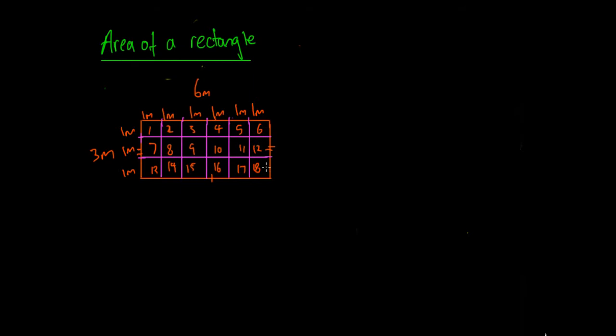So what we know is that there are 18 of these 1 meter squares. So there are 18 1 meter squares, because these are meter squares. We know that our rectangle has to have an area of 18 meters squared, because that's the area covered by these shapes. But there is an easy way to do it.